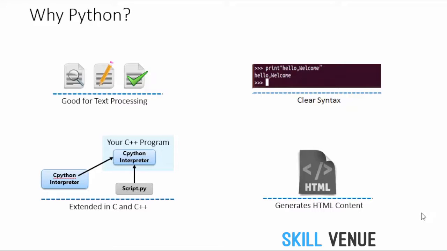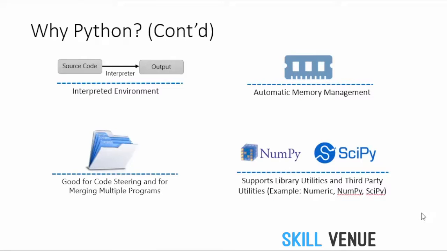It can also be extended to C and C++. Let me say you have your Python code and you want to extend it to C or C++, then you have the CPython interpreter. That is one of the tools you have. You can also generate HTML content using Python. And since it's an interpreter environment, running the code is faster.